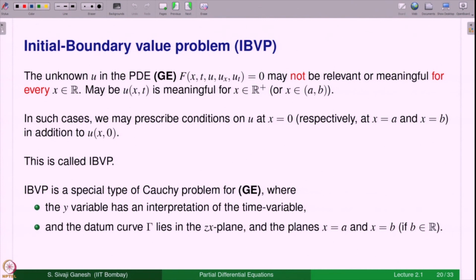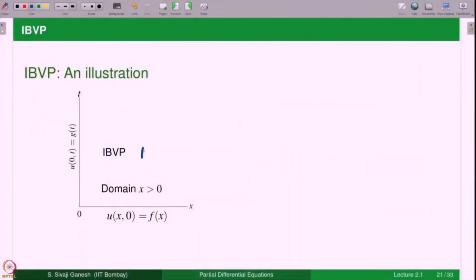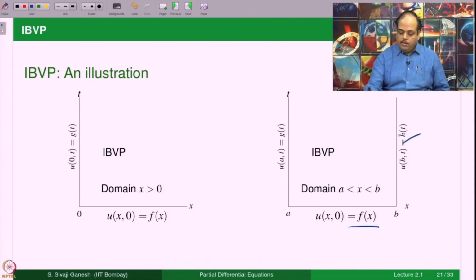Now, let us look at a picture illustration. This is the case where the domain is R plus, x belongs to R plus, therefore you have a boundary at x equal to 0. So you prescribe this G, and of course the initial condition you prescribe. Now, when you are doing an initial boundary value problem, when x belongs to this interval (a, b), you have to give initial conditions and also boundary conditions.